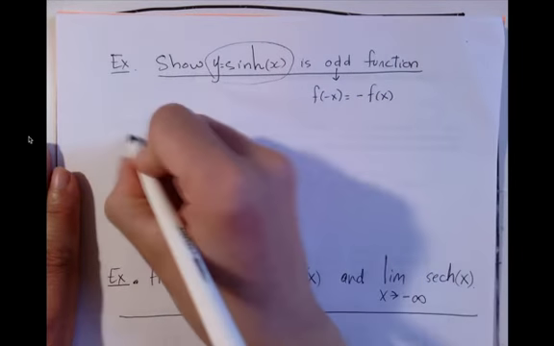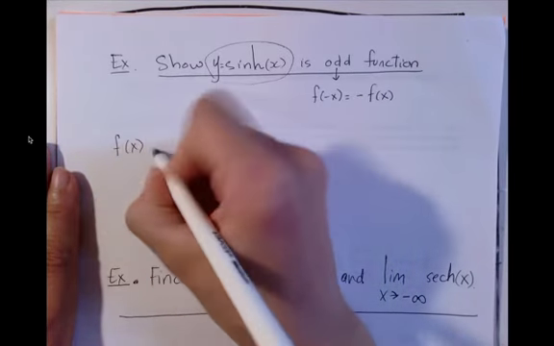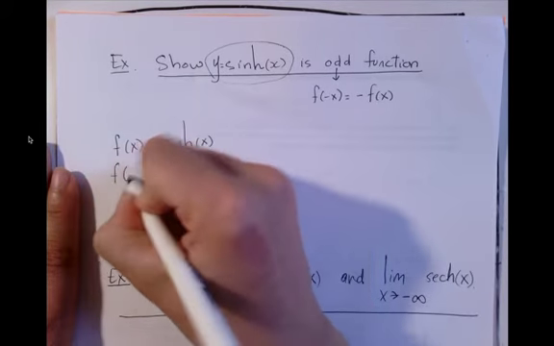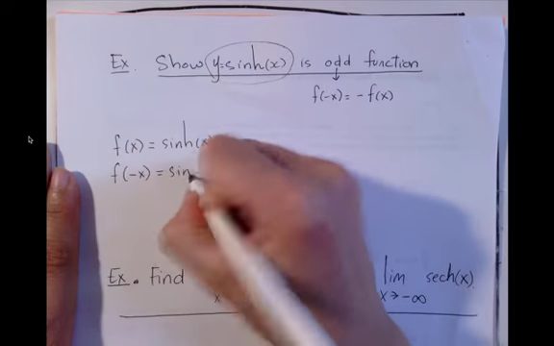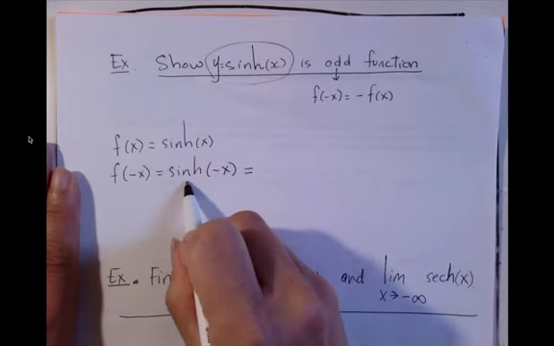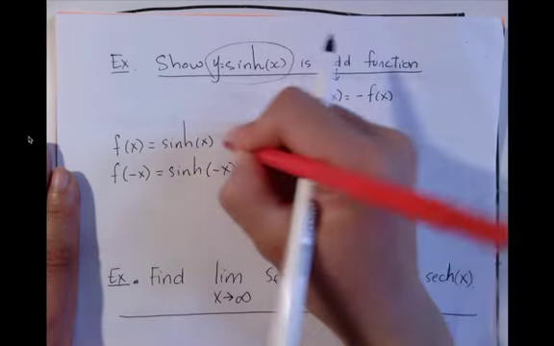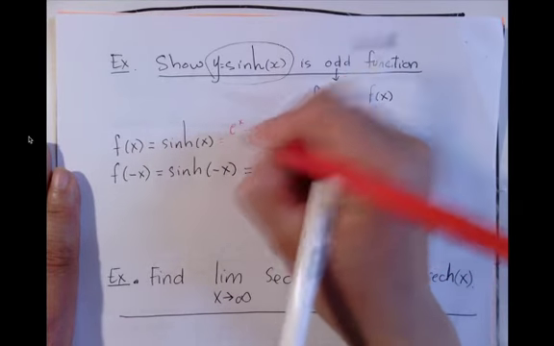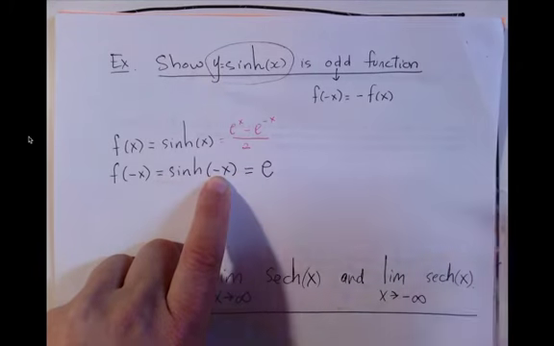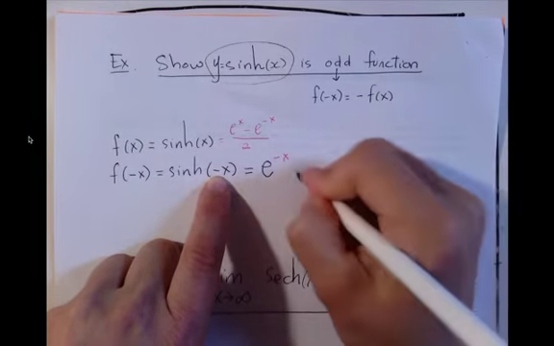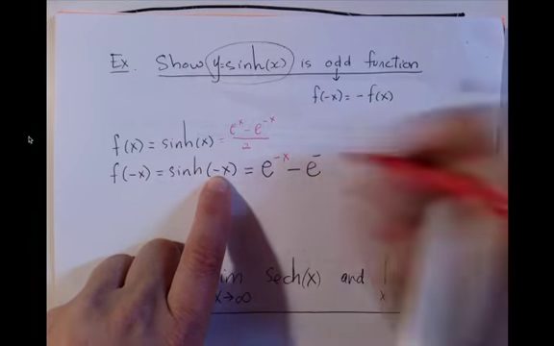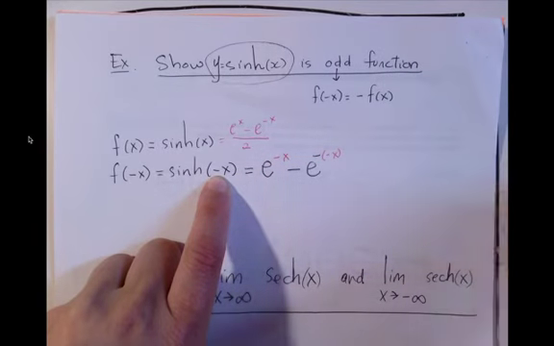So let's do this for the sinh function. I'm going to write it in function notation. And let's see what happens. So again, I'm just going back to that basic definition. Okay, the basic definition was that sinh is e to the x minus e to the opposite x over 2. So in this case, I'm going to have e to the opposite of x minus e to the opposite of x over 2.